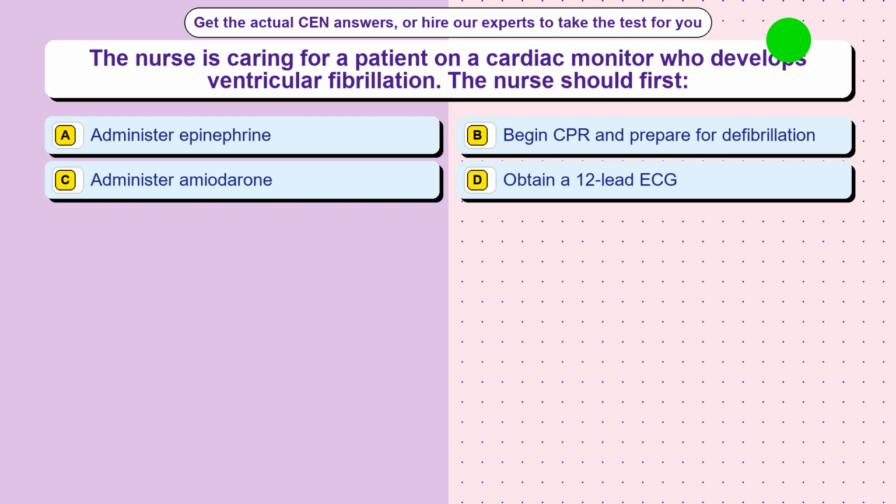Question 74. The nurse is caring for a patient on a cardiac monitor who develops ventricular fibrillation. The nurse should first: Option A, administer epinephrine. Option B, begin CPR and prepare for defibrillation. Option C, administer amiodarone. Option D, obtain a 12-lead ECG.